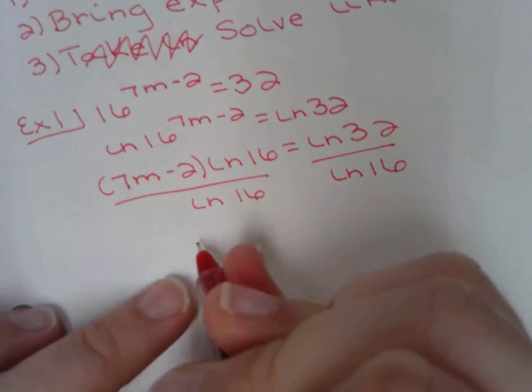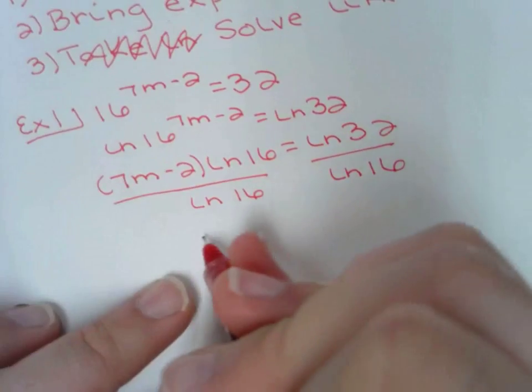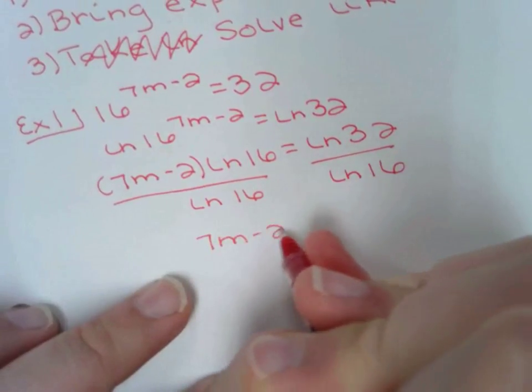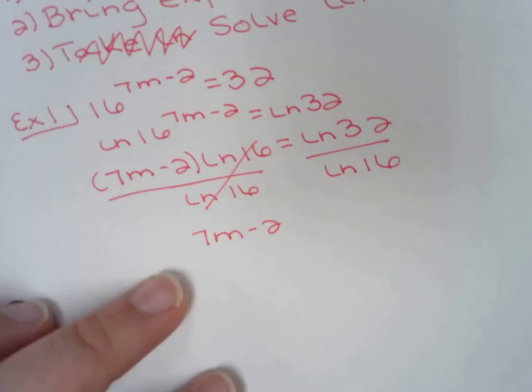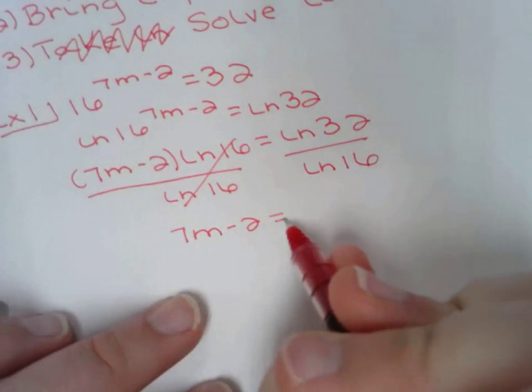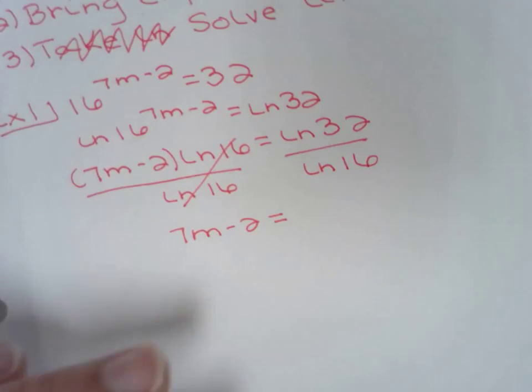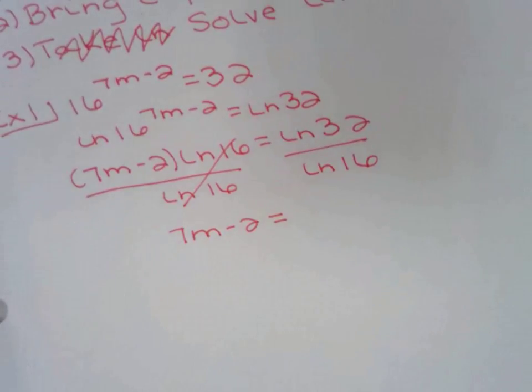Now, on the left side I have 7n minus 2. The ln of 16 is just a number. And on the right side, if you want to leave it like this, you can. Or I like plugging it in so I get decimals, so you don't have all these ln's to keep track of. So all you do is plug it in your calculator.